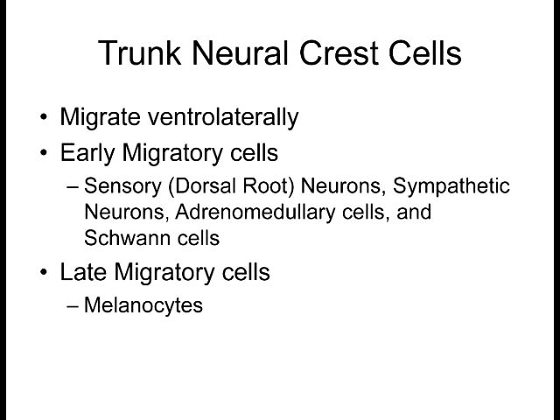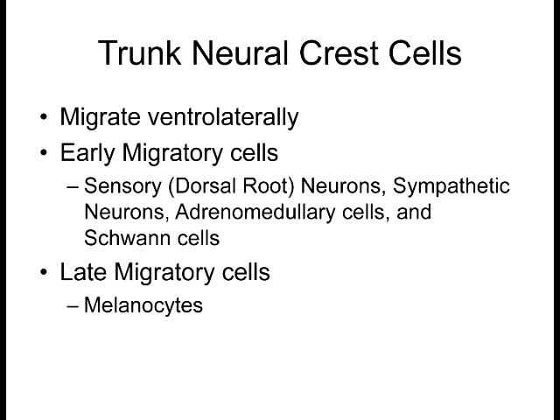Now, the trunk neural crest cells are the ones we're going to spend the most time with because there's a lot of things we know about these as well as influences we understand. The early migratory cells typically migrate ventrolaterally. So what I mean is they migrate downwards towards the belly and somewhat sideways. Okay? The late migratory cells typically migrate dorsolaterally, which means they migrate outward towards the periphery rather than towards the ventral region. So those are the two major pathways that the trunk neural crest cells take.